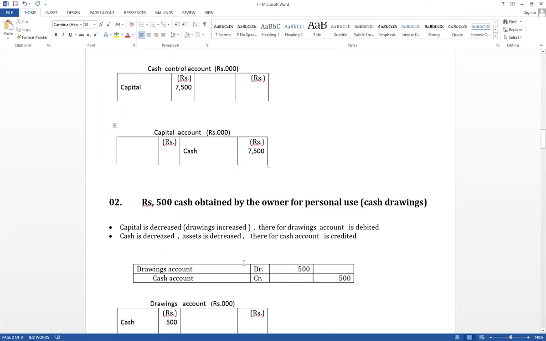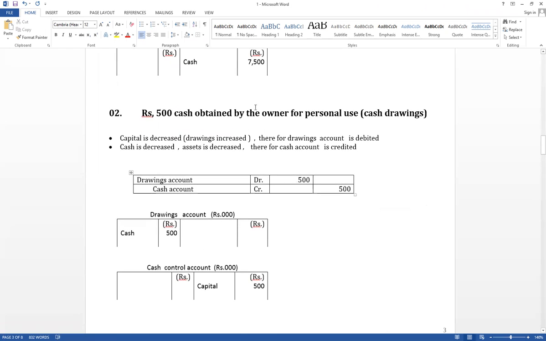Think about second transaction. 500,000 cash obtained by owner for personal use. That is a cash drawings. Think business point of view. Cash decrease. Cash is asset decrease. Therefore, cash account credit. And drawings effect for capital decrease. Drawings increase, it is effect for capital decrease.